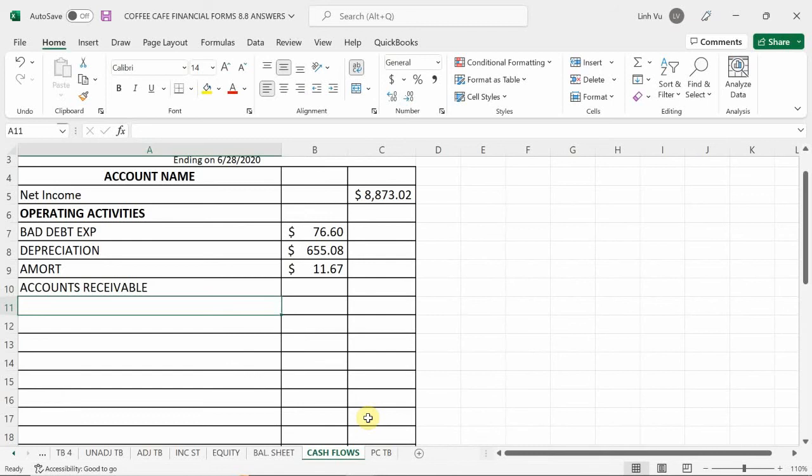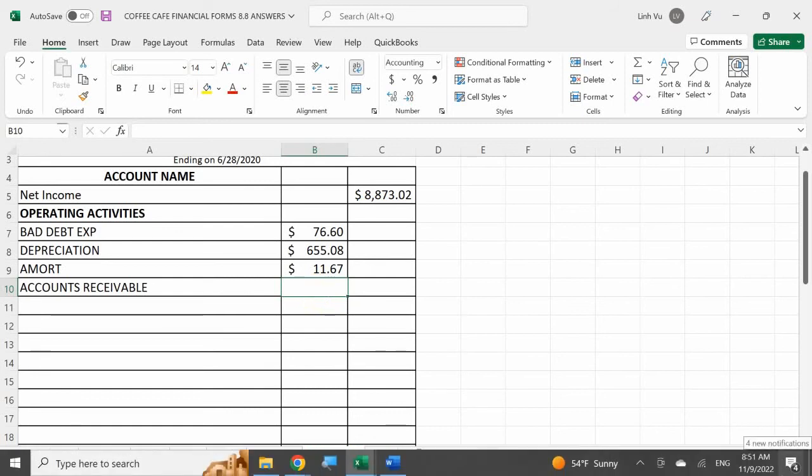Hold on, let me see. I think I'm supposed to subtract these as well. The 7660? Hold on, let me go back. Yeah, no, I was right. So in this case, my accounts receivable, I never received the cash, right? So therefore, I need to subtract the money out from my net income because it's included in net income, but I never received the money in the first place.